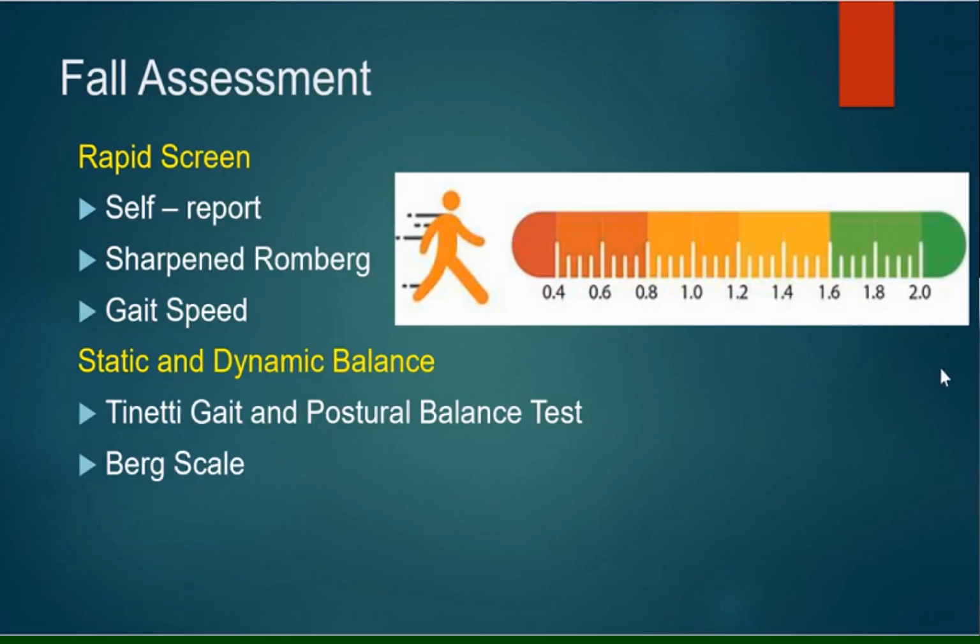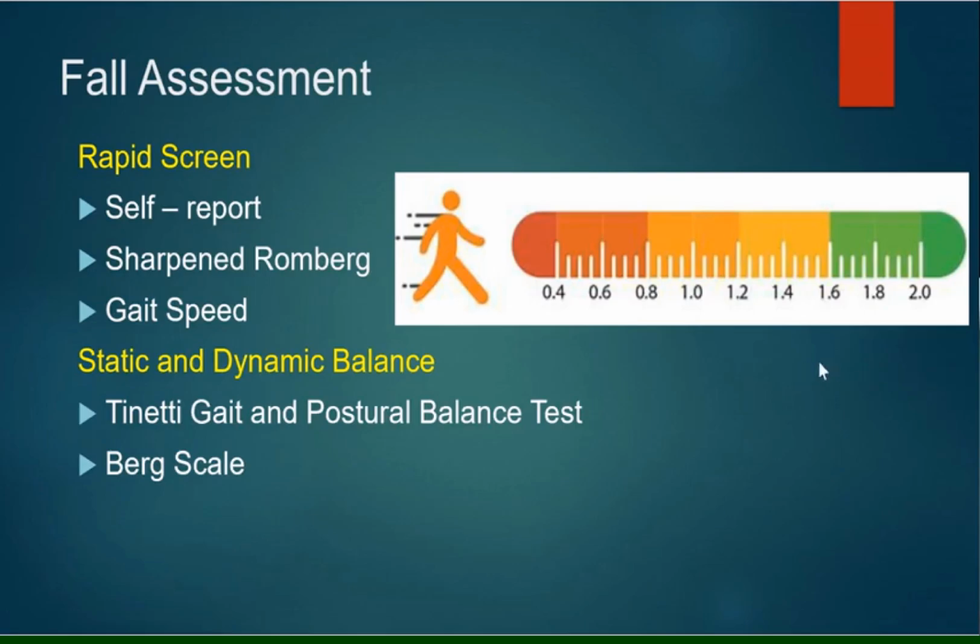The other 2 quick screeners, and there are many of them, I'm just representing the ones that many geriatricians use in their clinical practice. The first one is the Sharpened Romberg. We'll learn about that. That's basically a full tandem, one foot in front of the other foot, posture. And then the second one, which is what we advocate, is to use gait speed.